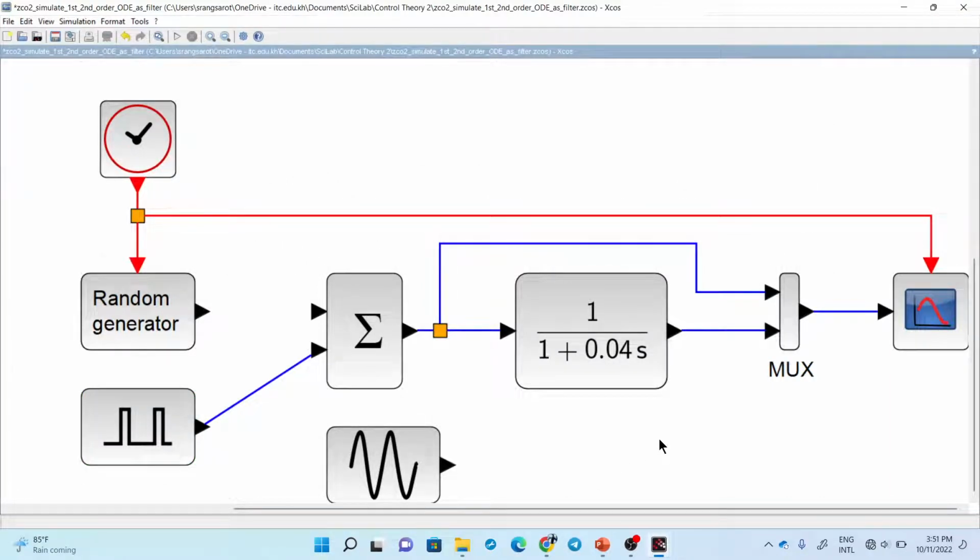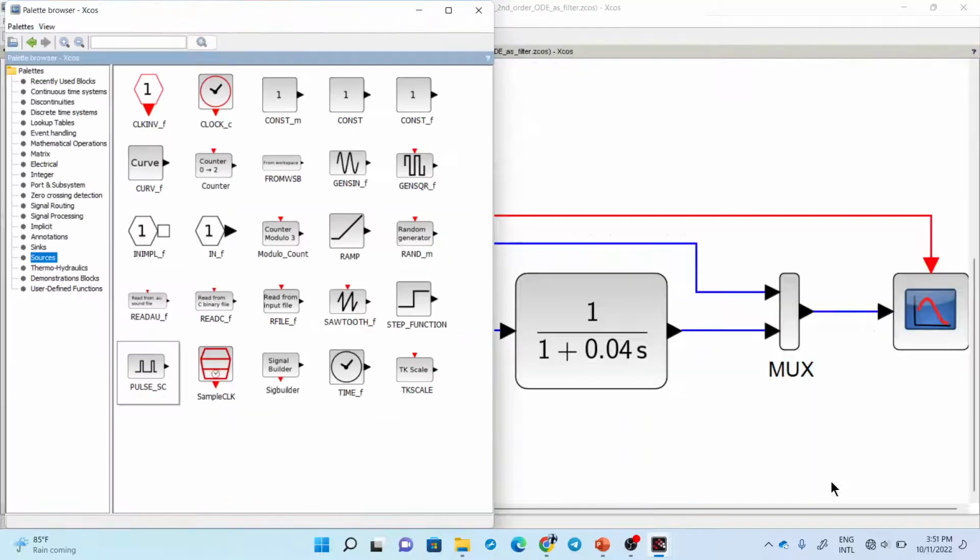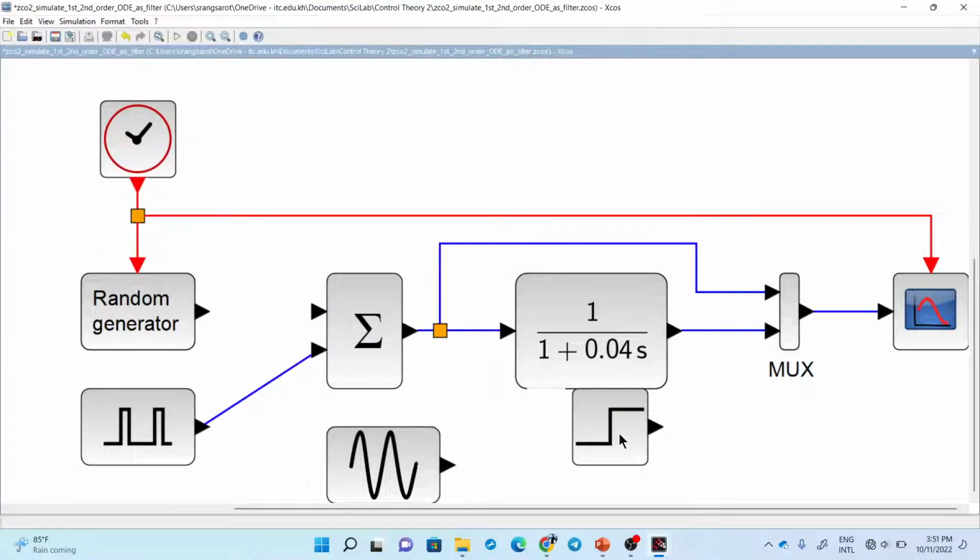And what happens if we have noise? Oh, by the way, let me show another type of input, which is step. Let's take the step function, and let's say you give the step as 25% and see the graph.